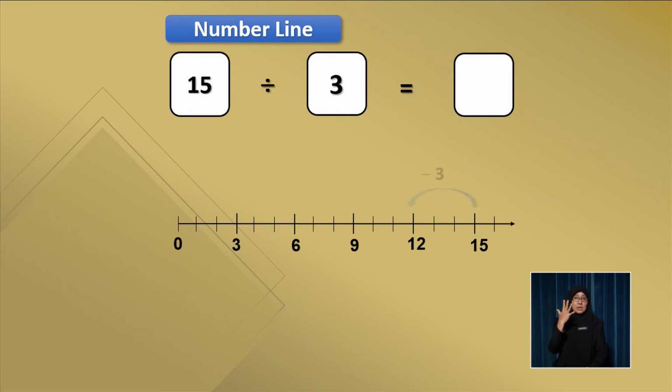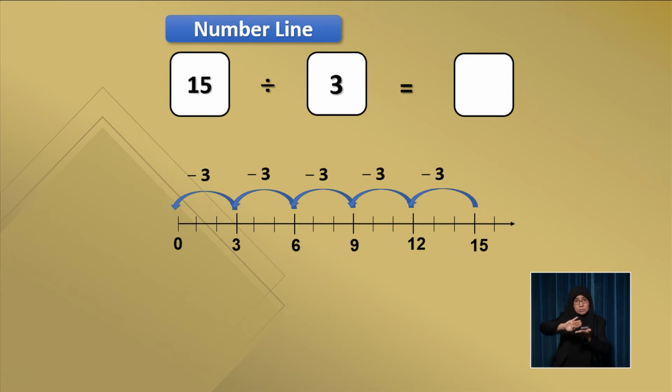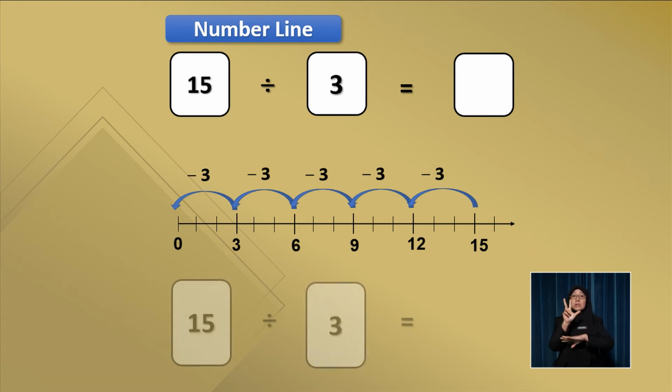15 minus 3, minus 3, minus 3, minus 3, minus 3. I have subtracted 3 from 15 5 times until there was nothing left. Therefore, 15 divided by 3 is equal to 5.